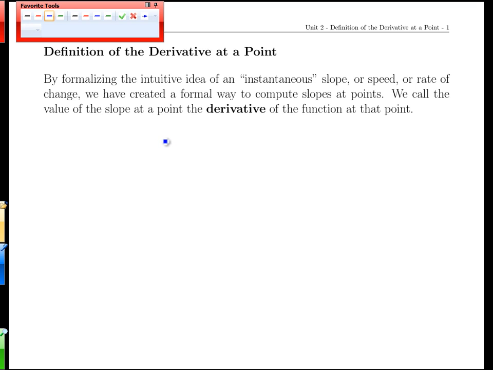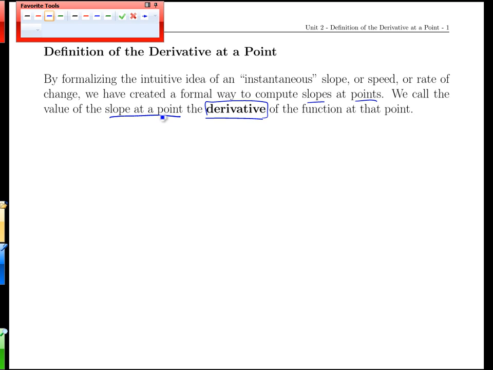From our earlier work looking at average slopes and then exchanging those with limits to be able to compute an instantaneous slope, or a speed, in the position versus time graph we looked at earlier, what we've done is actually created a very general, formal way to compute slopes at points. Previously, if we talked about a slope of some line, it would have to be between two separate points, and now we've got it down to a single point.